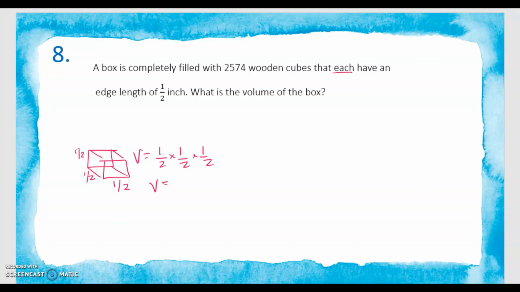So the volume of the cube is 1 times 1 times 1 on top. 2 times 2 is 4. 4 times 2 is 8. So it has a volume of 1/8 inch cubed. Okay. Well, in order to figure out the volume of the box, I need to figure out, well, if this is the number of cubes, I'm going to multiply that by 1/8.